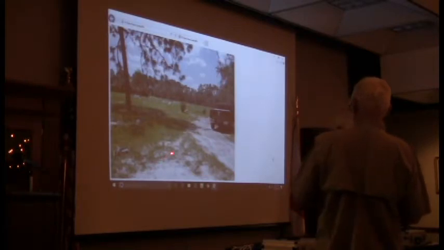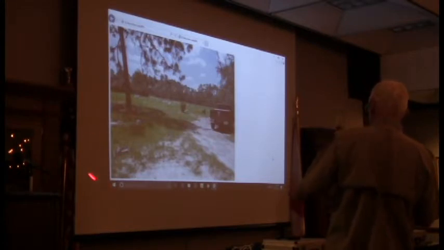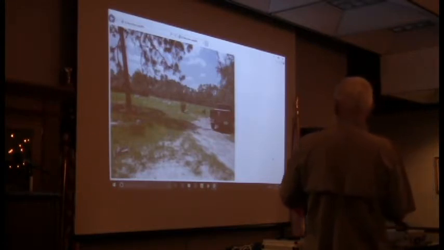And this is the view from the road. That last picture was taken from right about here. And those old graves that I first pointed out, they're right about here. And there's my truck right there.